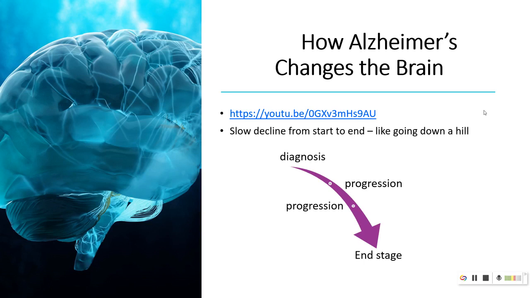Okay, how does Alzheimer's change the brain? There's a YouTube video here that I won't be able to play, but you might want to look it up. It gives a good, definite explanation of how those tangles and plaques occur and how it affects the brain. When we talked about the course from diagnosis to the end of life, it can be a very slow decline. It's kind of like going down a hill. That hill can take 3 years, 5 years, or 10 plus years before it becomes end of life.